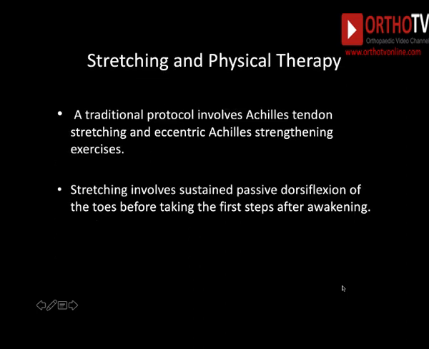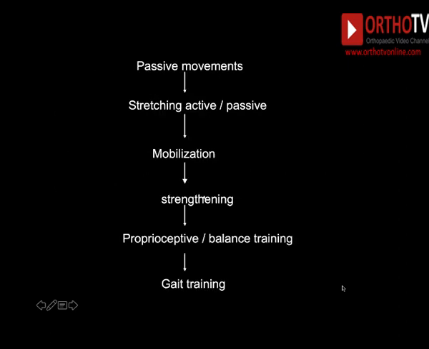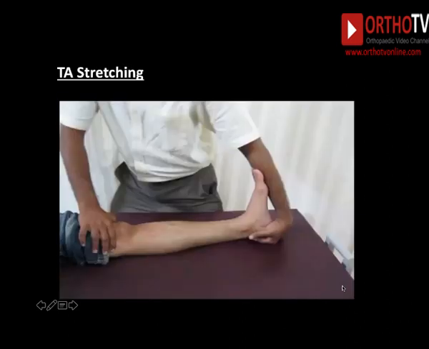Stretching and physical therapy is the most important part of conservative treatment. Now, it involves stretching of Achilles tendon as well as plantar fascia itself, and it has its own protocol of passive movements, stretching, mobilization, strengthening, and then proprioception and gait training.